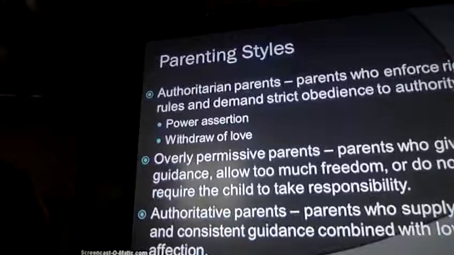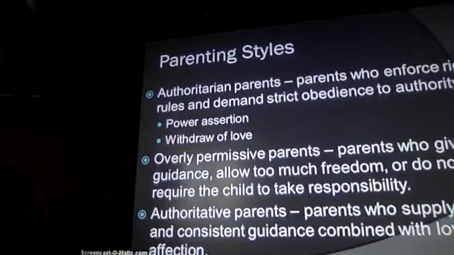Two elements that can be implemented by such parents are power assertion, where they tend to punish children via a physical punishment or show of force, so potentially spanking, or withdrawal of love, withholding affection to enforce child discipline. So, for example, if the child misbehaves, you might not tell them that you love them, and only when the child is behaving the way the authoritarian parent wants, only then would the parent say, I love you.